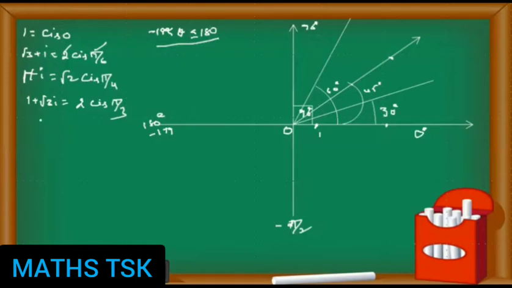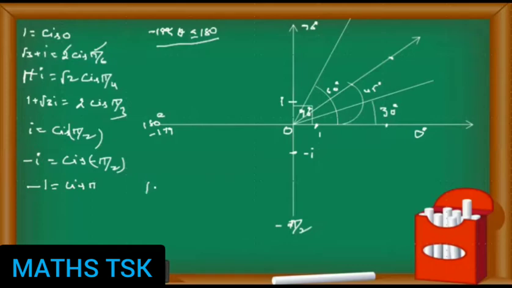You have to learn some of the important values. i is cis pi by 2, 90 degrees. Minus i means cis minus pi by 2. And here the angle is 180 degrees: minus 1 is cis pi.